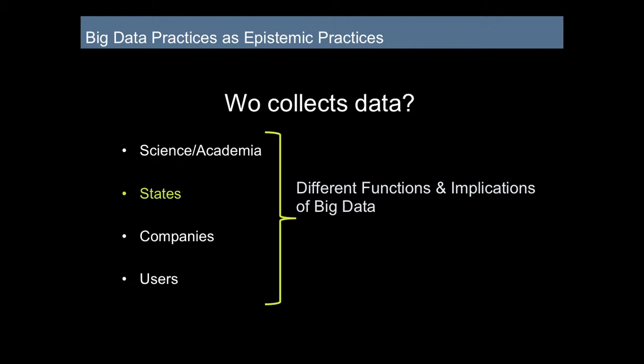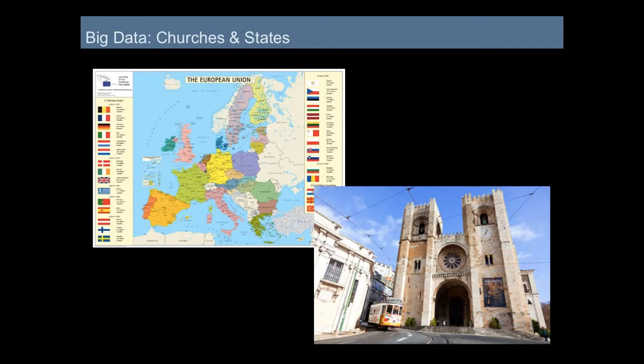So, of course, big data is not only collected in science and academia, but also by states. And if you think about the history of states, or the history of statistics more precisely, you will probably understand that churches and states have been the primary informational agents for the longest time in human history. The church is basically recording who was born, who the parents were, who died, how many children were born, etc. And later on, states were gathering all sorts of data about their citizens.